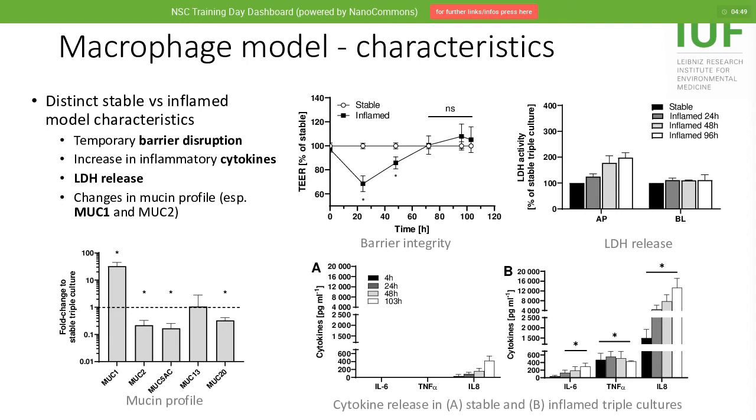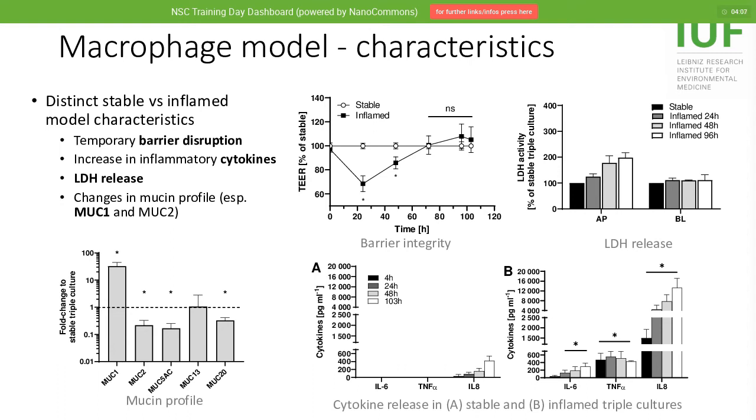I know this is a lot of graphs and I only want to go through them briefly because the first thing that we had a look at is, of course, the characterization of these two states and whether we are able to distinguish them without any doubt. What I can say is that, yes, both states of this model show very distinct features. Starting from this first graph on the right of the text, we have the barrier integrity, which is temporarily impaired for the inflamed model, whereas for the stable model, it's relatively stable.